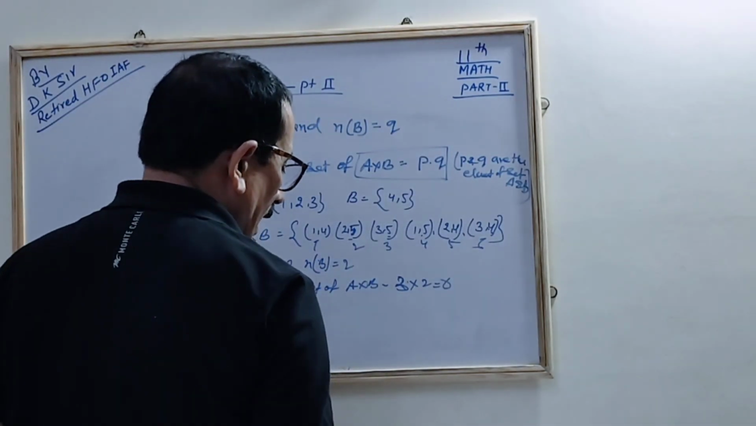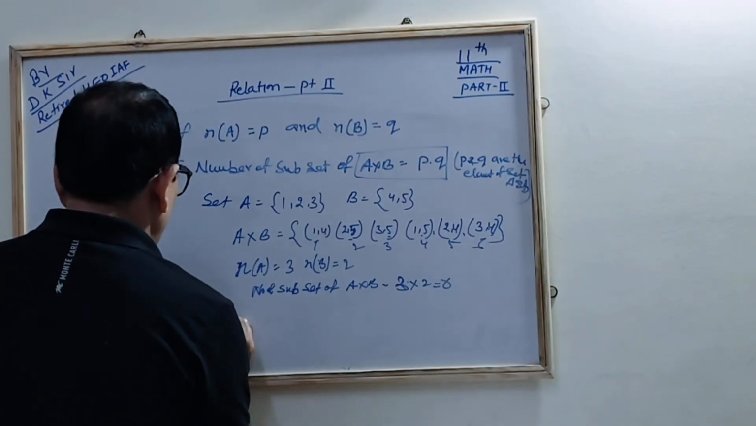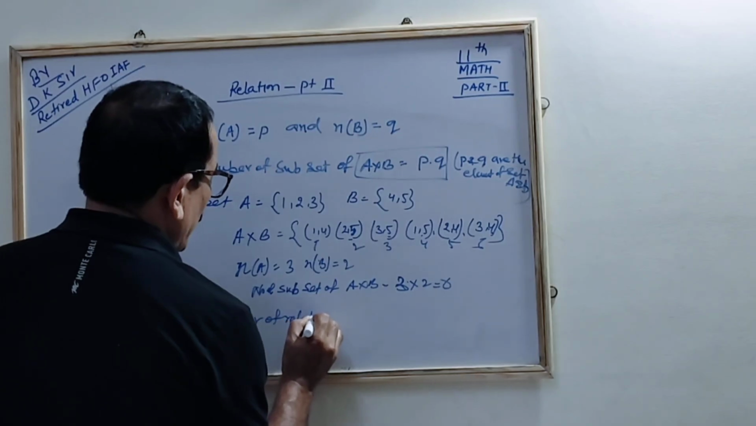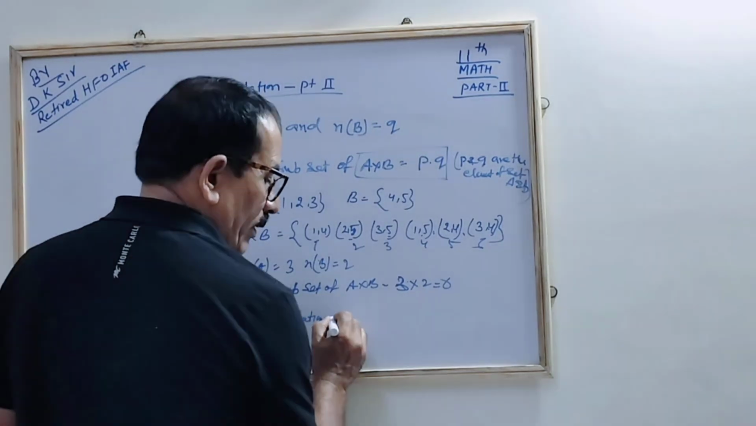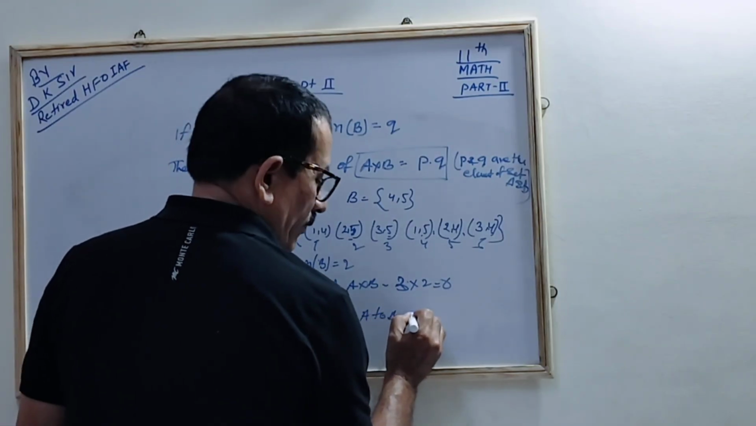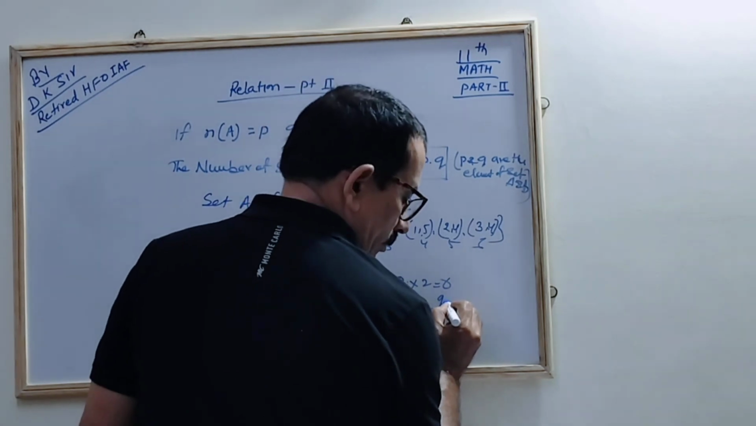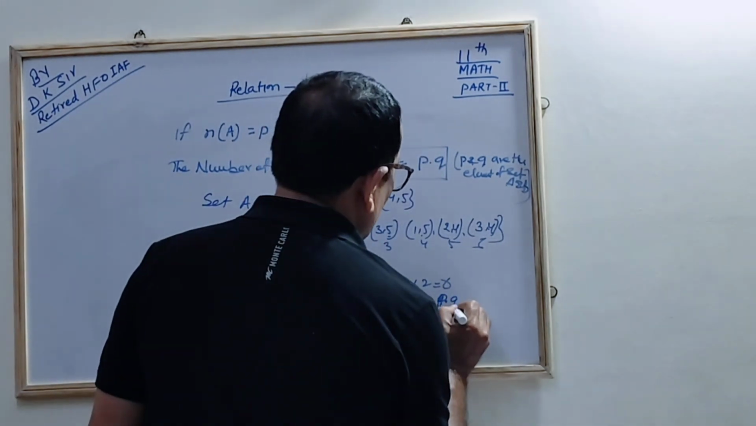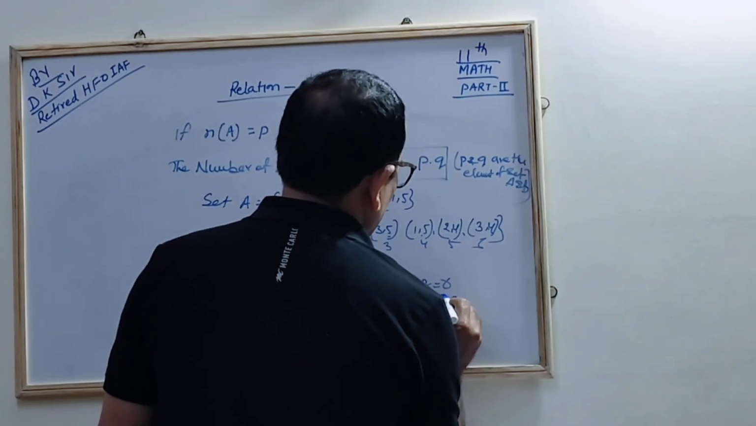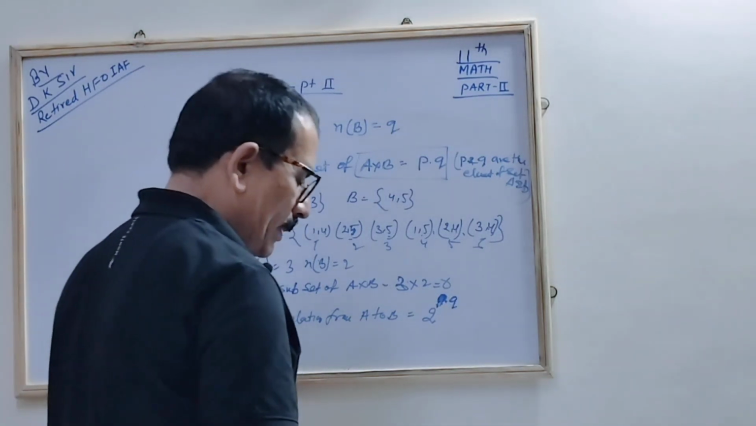Next, again it can be asked the total number of relations. The total number of relations from A to B can be found out with the formula 2 to the power p into q. Correct? p into q, where p and q are the number of elements of the respective sets A and B.